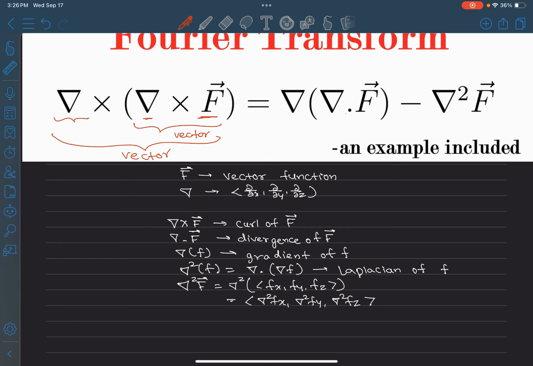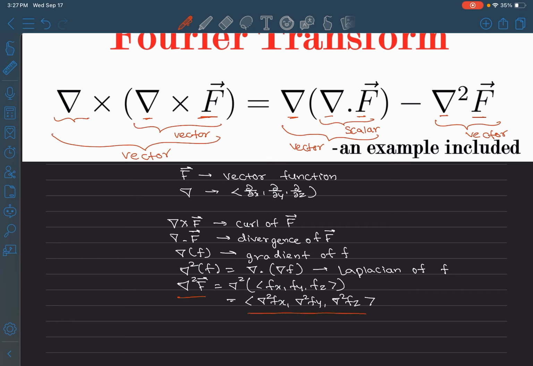Over here, both of them are vectors, so you can take the dot product, which is the divergence of f. This is going to be a scalar. Once it's a scalar, you can take its gradient and you will get a vector. So it makes sense. And similarly, because f is a vector and you are taking the Laplacian of a vector, you will get a vector. So it does make sense.